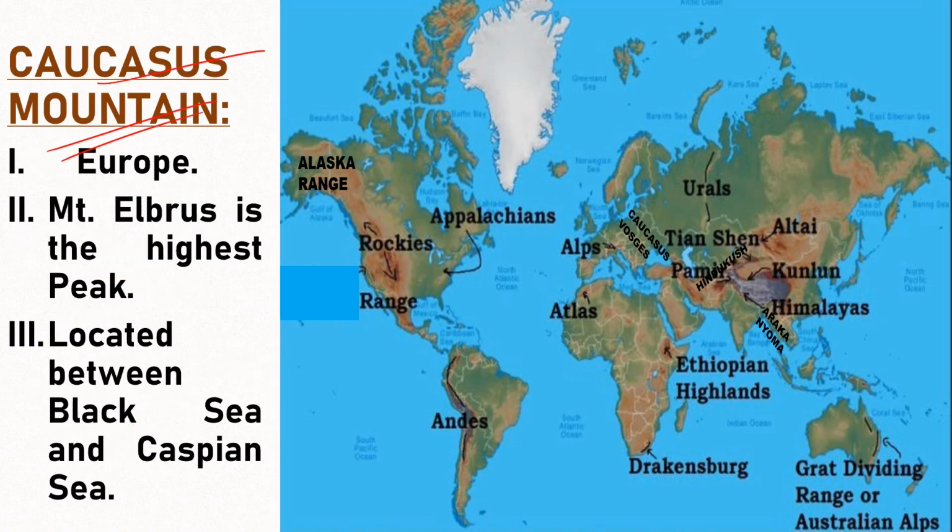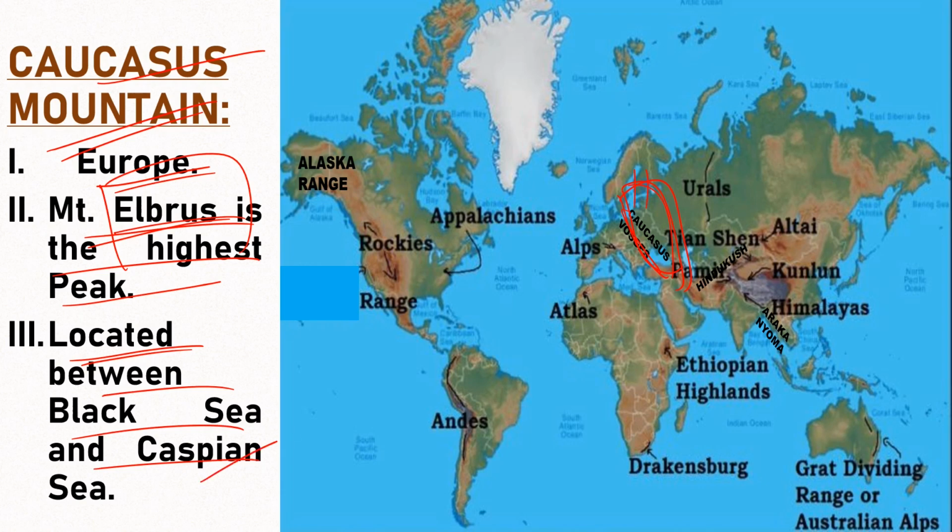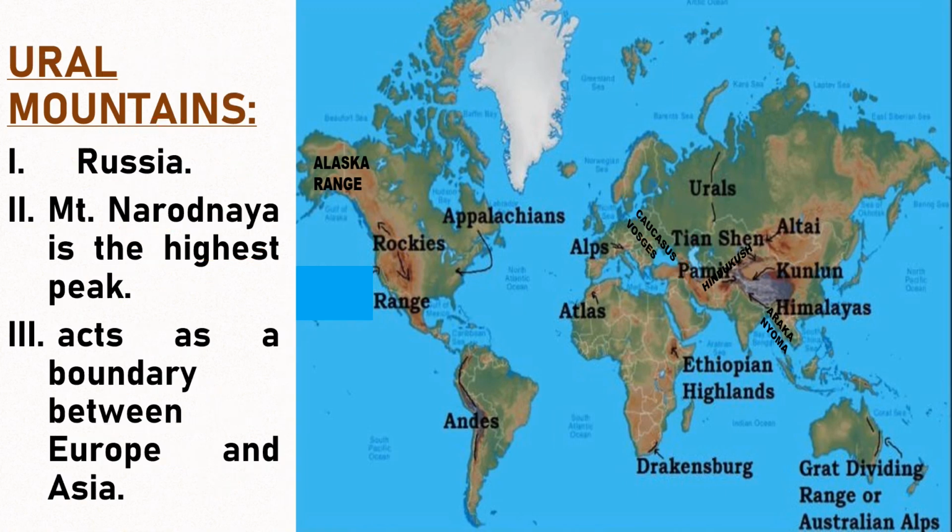Caucasus Mountains, they are located in Europe, and Mount Elbrus is the highest peak. In fact, Mount Elbrus is the highest peak in the entire European continent. It's located between the Black Sea and the Caspian Sea. These are important seas in Europe as well. So this Caucasus mountain range is located between these two important seas of Europe.